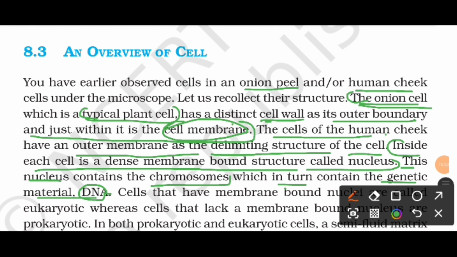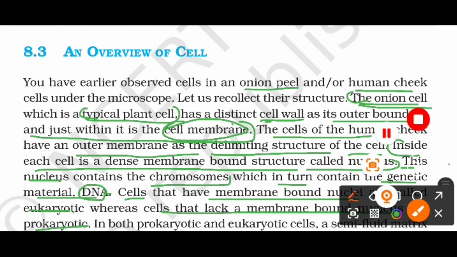Also, cells which have membrane bound nuclei we call eukaryotes, whereas cells that lack a membrane bound nucleus are called prokaryotes.